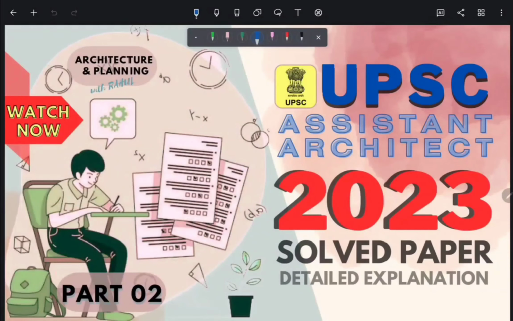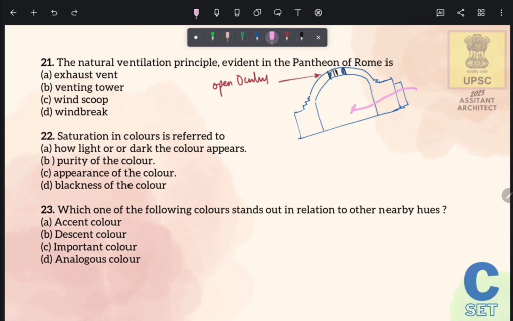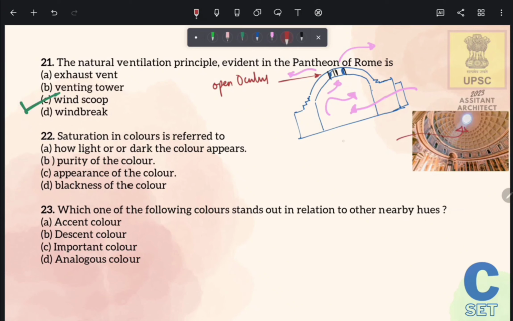First question, that is the natural ventilation principle evident in the Pantheon of Rome is. So when you see a section of Pantheon of Rome, there is an open shaft at the top of the dome, which is known as open oculus, and this open oculus is used for ventilation and it works like a wind scoop. The correct answer of this question is option number C, wind scoop. And this open oculus is also used for natural light.